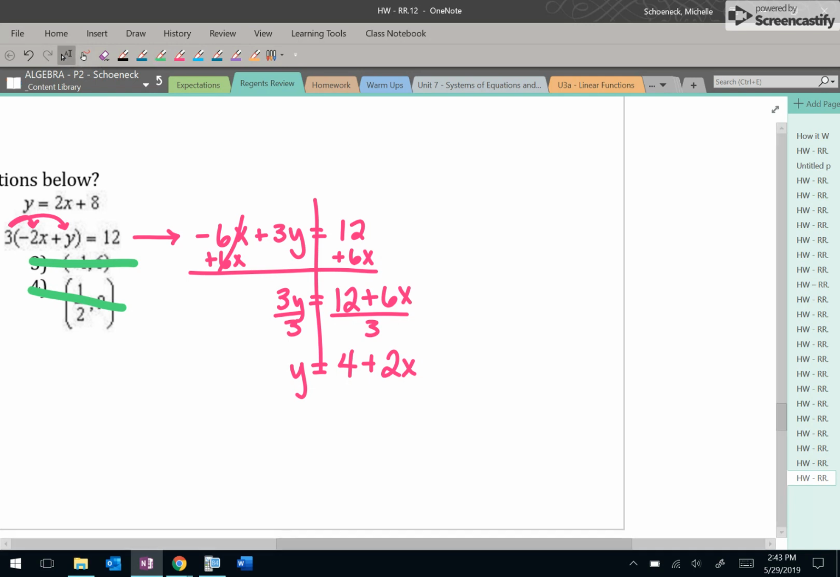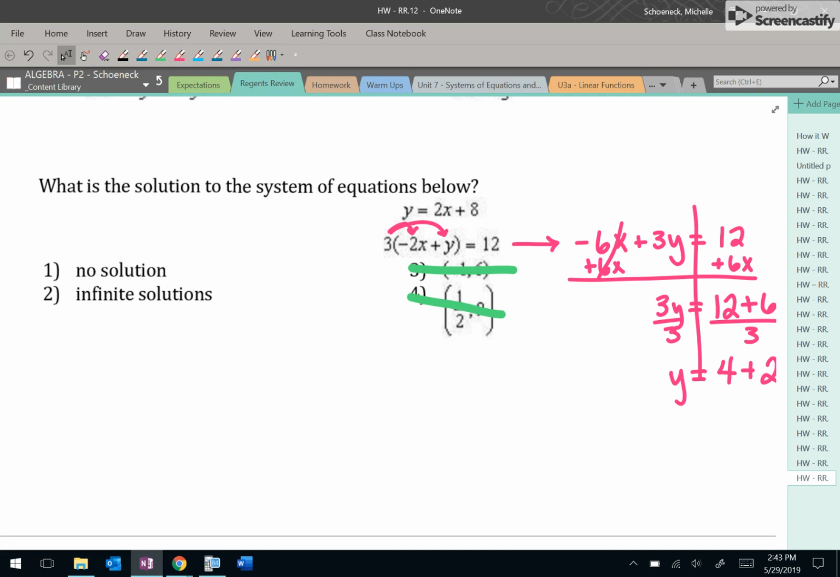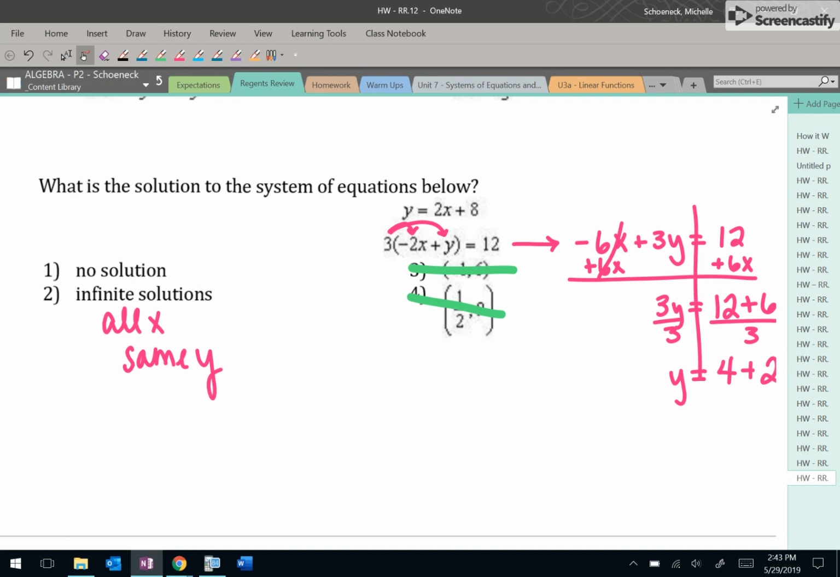All right. So now it's either infinite solutions or no solutions. Remember, infinite solutions means for all of the x values have the same y. Well, we already proved that 2 of them don't, so it can't be infinite solutions. So it is no solution.